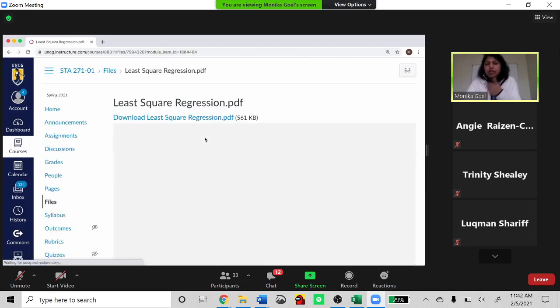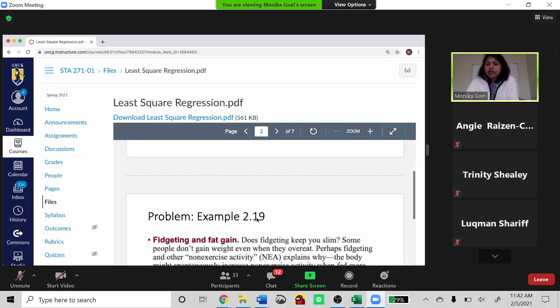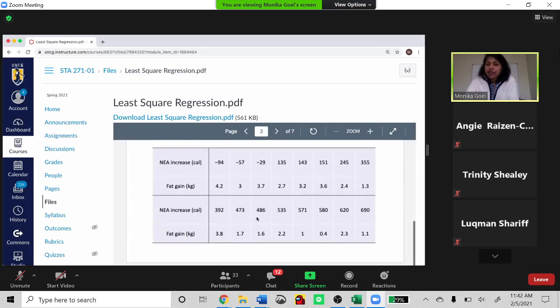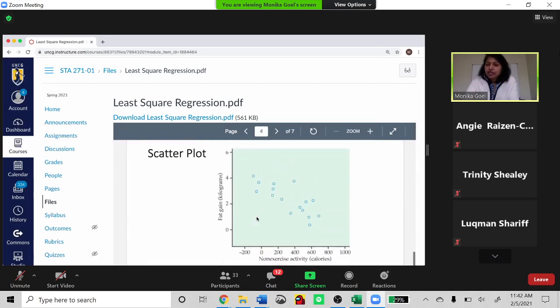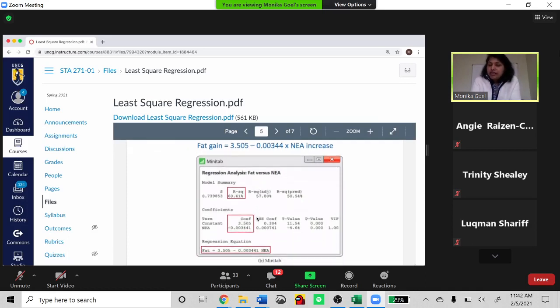If you look at this one, the least square regression PDF, these are the results you get when you use any software. You have the data, and you put it in. So you can take a look, and if you want, you can use any software, take the data set and work on that. And this is how you get the results. So when you get the results like this, how do you read them?